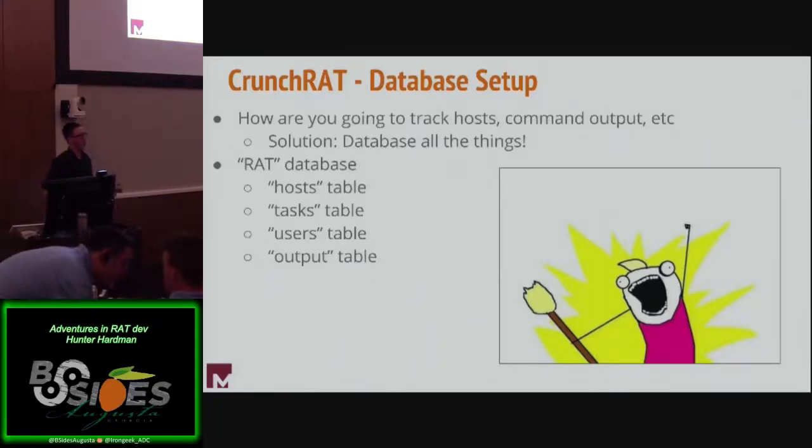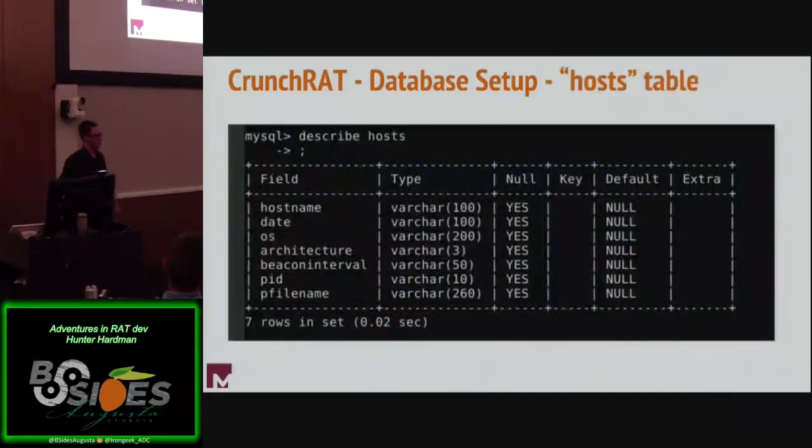And then the output. Output is everything that has been tasked at one point, and the output, like links to access that output. So here's the first one, which is the host table. As you can see, I keep track of things like host name, date, OS, architecture, how fast it's going to be beaconing back to the C2 server, and then certain things like process ID and process file name for when I actually eventually start implementing process injection.